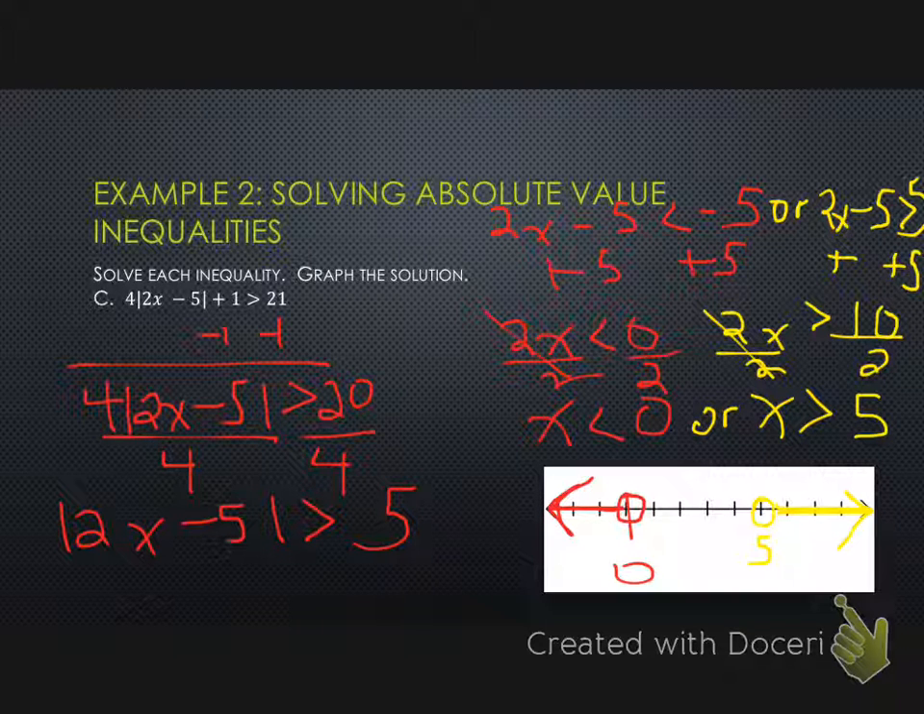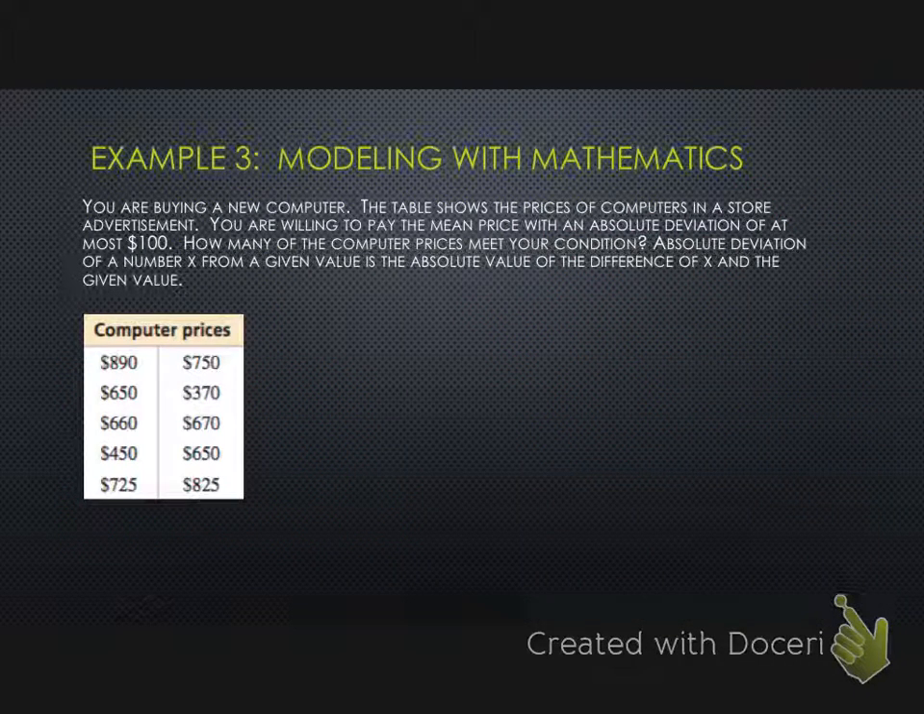So now we're going to be looking at modeling with mathematics. You're buying a new computer. The table shows the prices of computers in a store advertisement. You're willing to pay the mean price, remember mean is average, with an absolute deviation of at most $100. How many of the computer prices meet your condition?